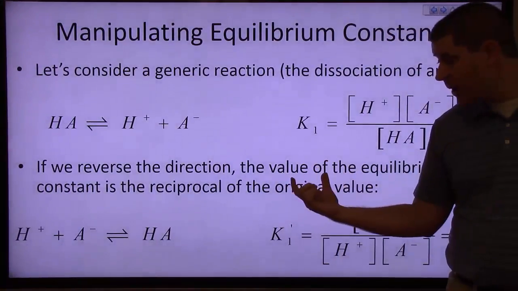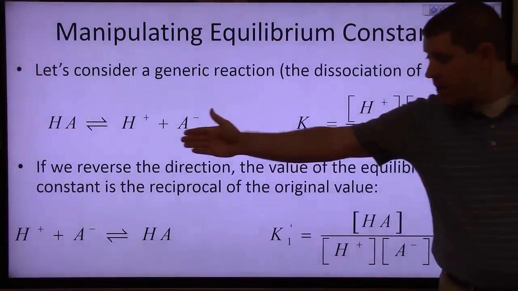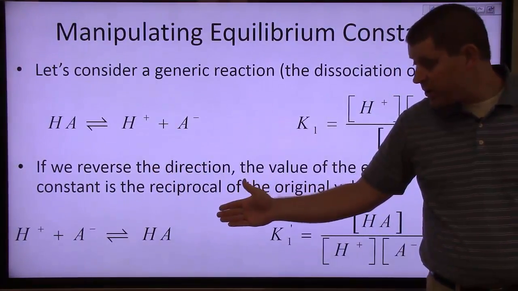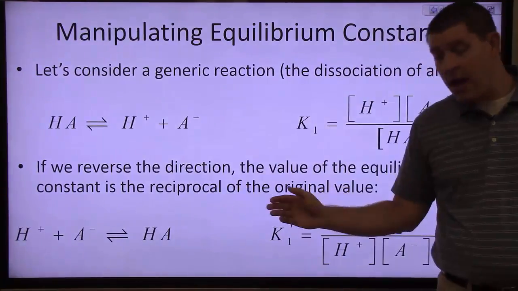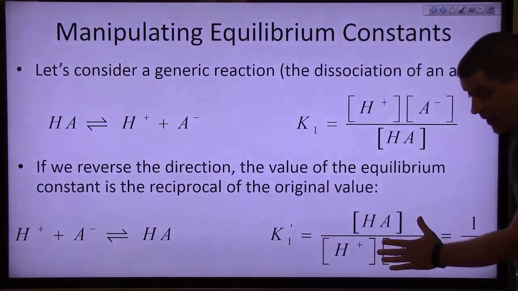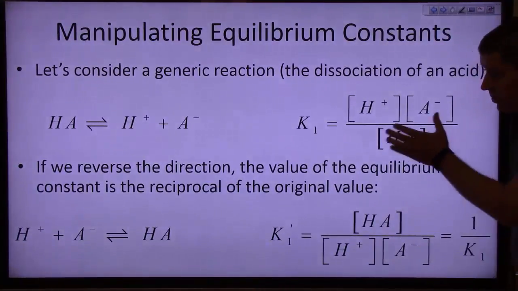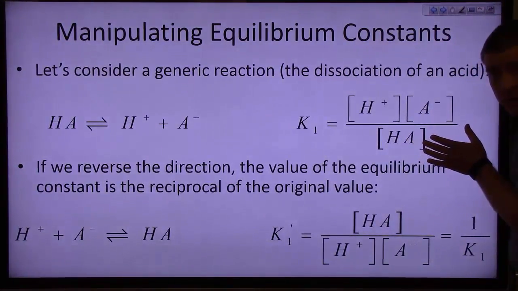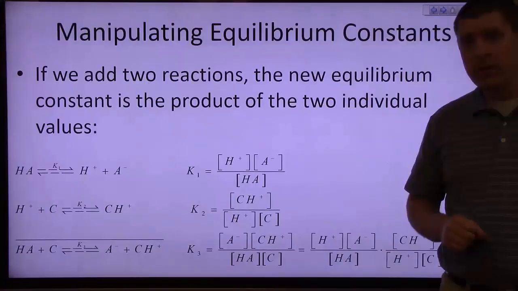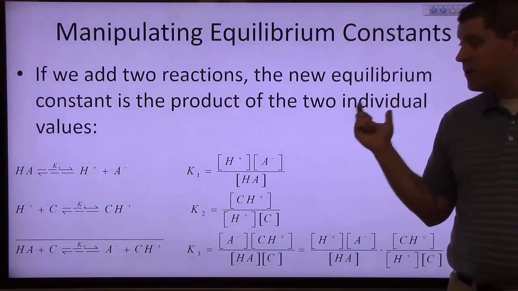Now, if we reverse the direction, then the value of the equilibrium constant is the reciprocal of the original value. That is, if we're protonating, we have our hydrogen ion plus our conjugate base, A-, which then react to give us HA, the protonated form. And for that reaction, we then have K1 prime, which is simply the concentration of HA divided by the concentration of H plus times the concentration of A-. And note that this fraction here is simply the inverse of the fraction up here, and that means that K1 prime is simply the inverse of K1. Now, if we add two reactions, then the new equilibrium constant is the product of the two individual values.